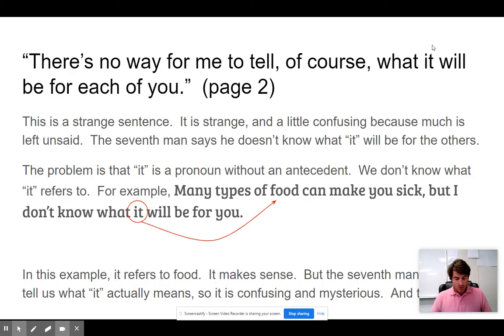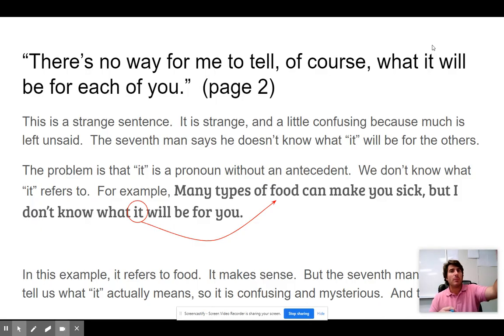All right. So, there's no way for me to tell, of course, what it will be for each of you. This is what the narrator says on page 2. This strange sentence, and it's strange and confusing because so much is left unsaid. The seventh man says he doesn't know what it will be. And it has to have what we call an antecedent. It is the pronoun, but it doesn't refer back to anything. There's no antecedent. There's no words to connect it to.